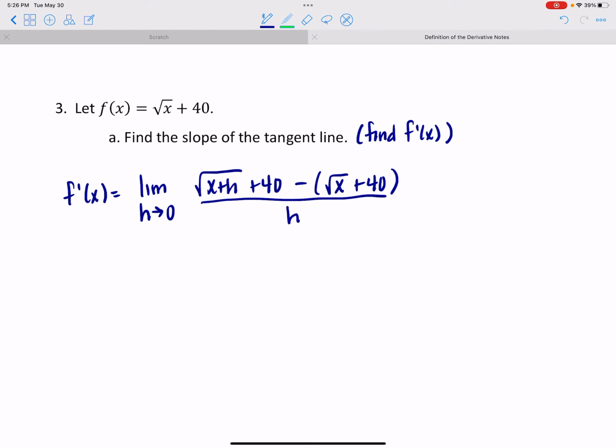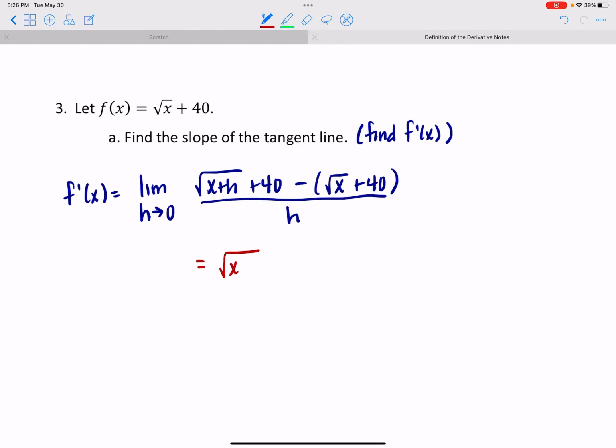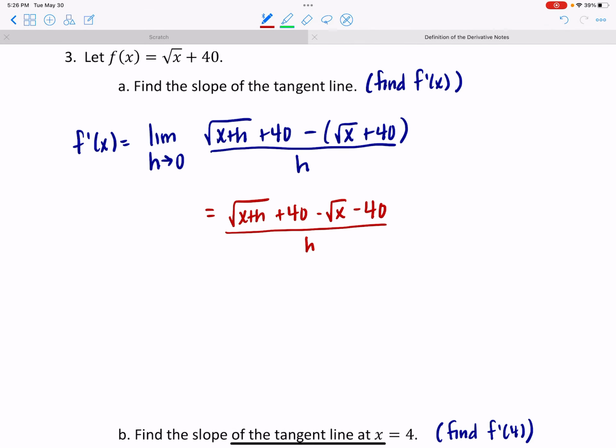So again, to evaluate this limit, I got to plug a 0 in for h. Can't do that in this form, so I need to try to simplify. So first, I have the square root of x plus h plus 40. If I distribute the negative here, then I'm going to have a negative square root of x and a negative 40, which means the 40 and negative 40, those are going to go away. So I'm going to be looking at the square root of x plus h minus the square root of x over h.